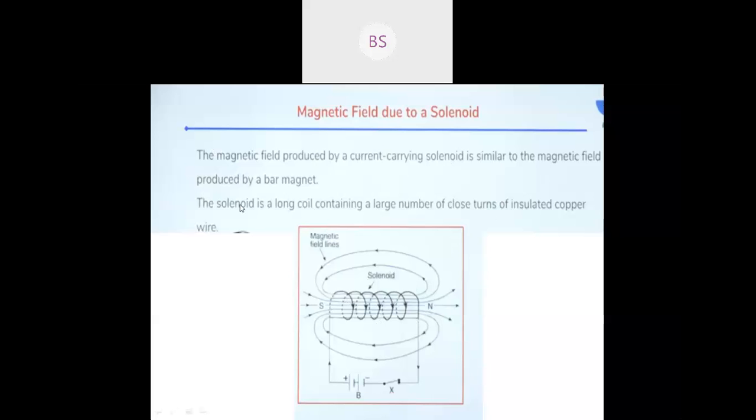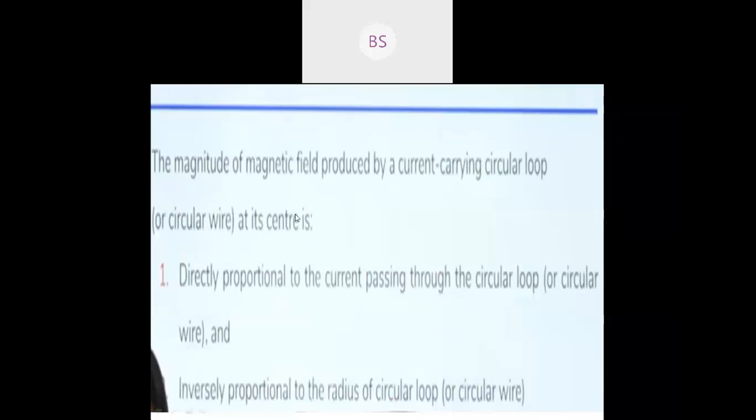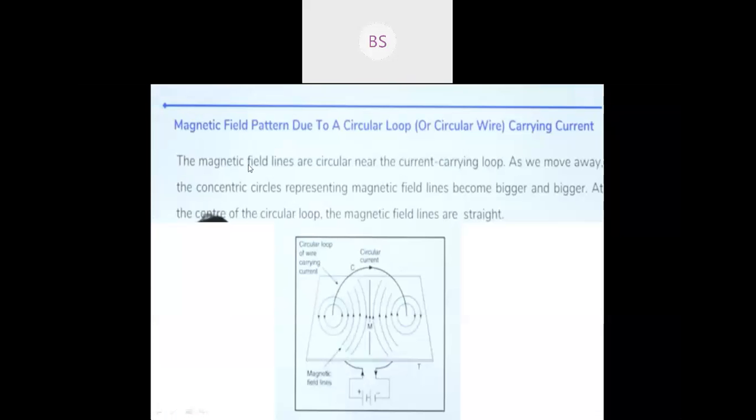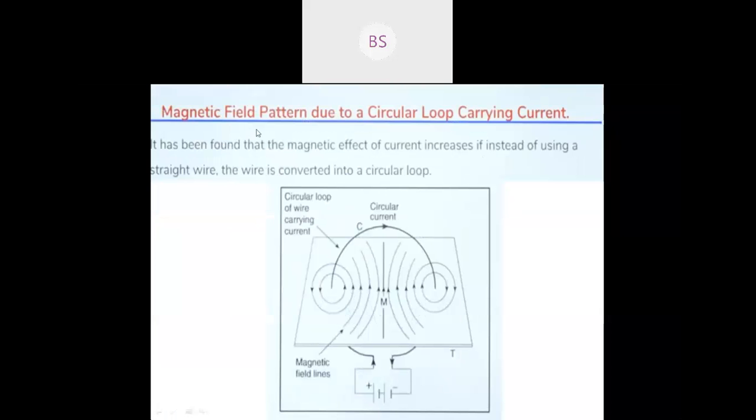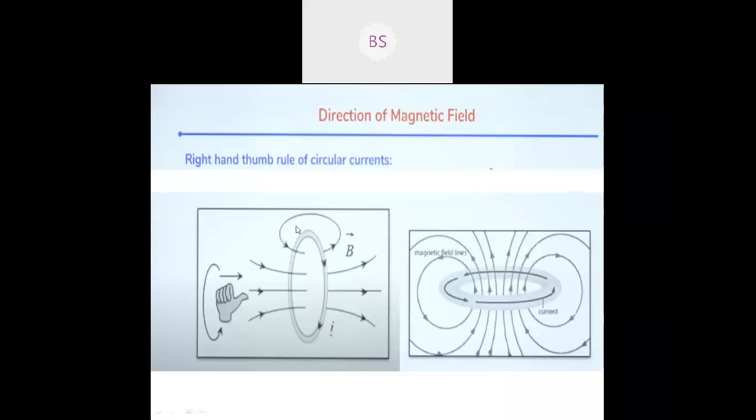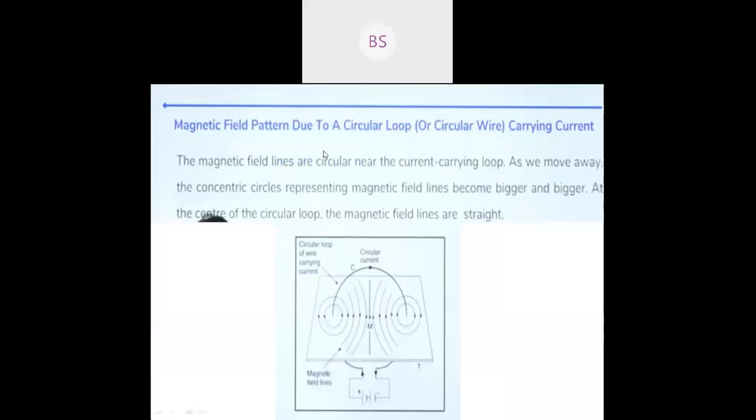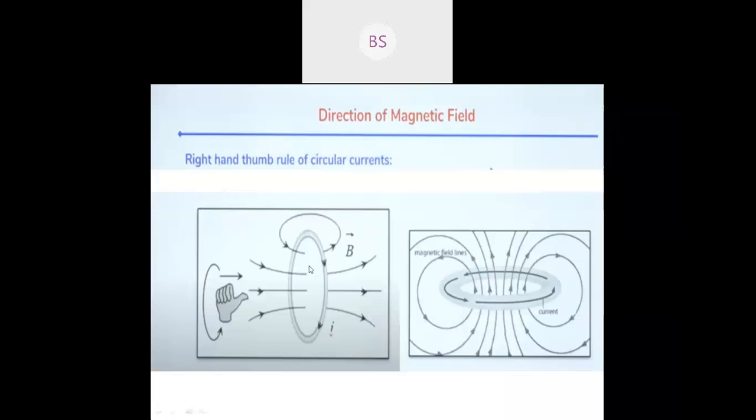So today we have studied two things: magnetic field pattern due to a straight current carrying conductor, and magnetic field pattern due to a circular loop. So these two things we have studied today. Any doubt in these two concepts?